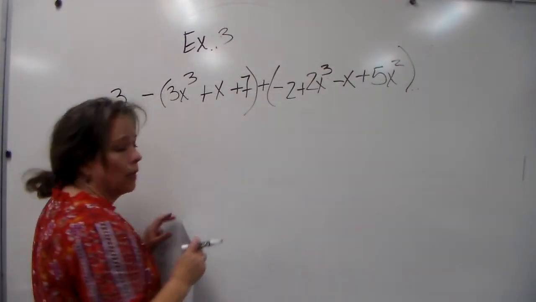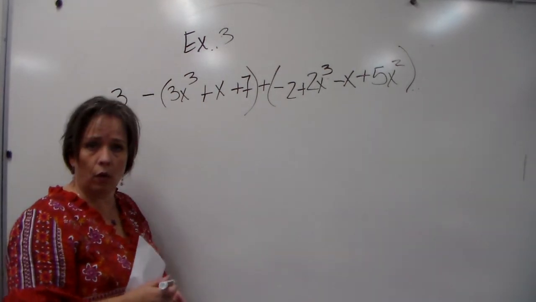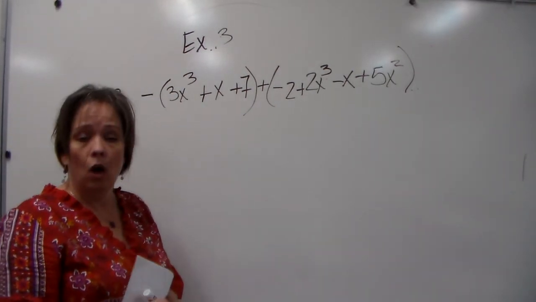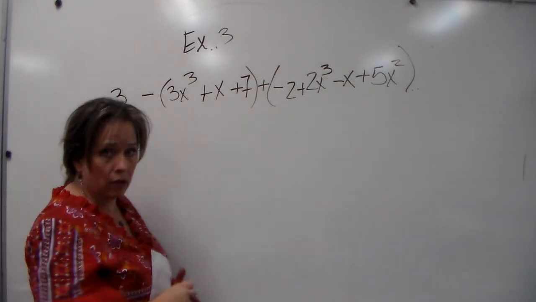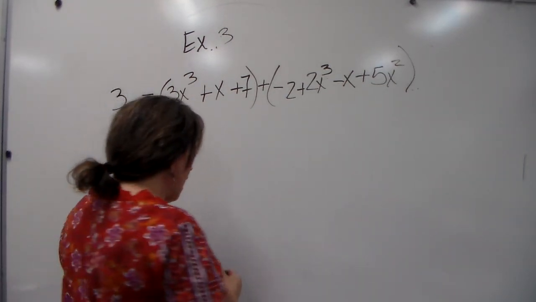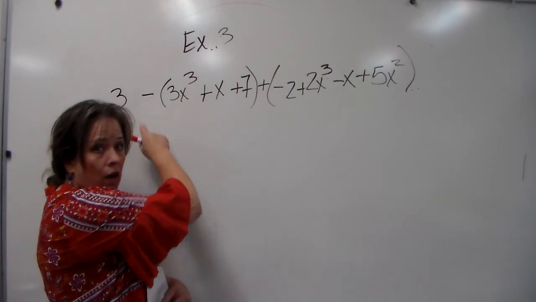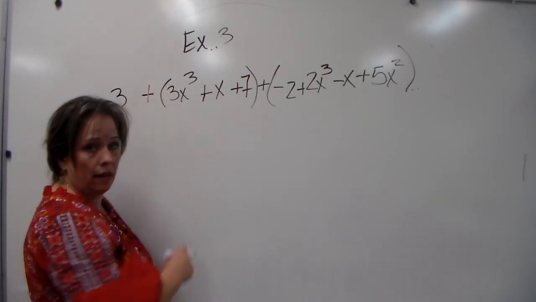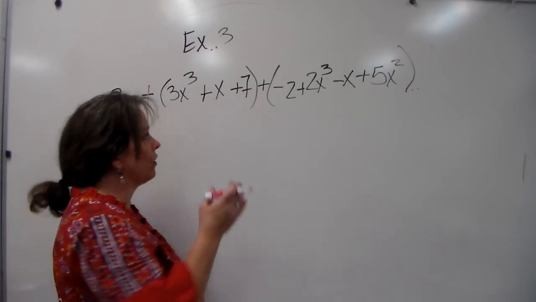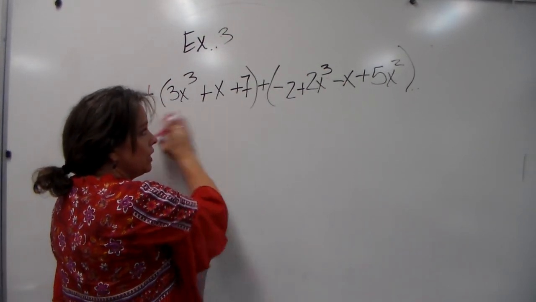All right? So the first thing that we're going to do is notice that we have a subtract in front of one of our polynomials. And of course, when we have a subtract out there, we have to remember to change our subtract to an add and then change the sign for each of the terms just in this set.